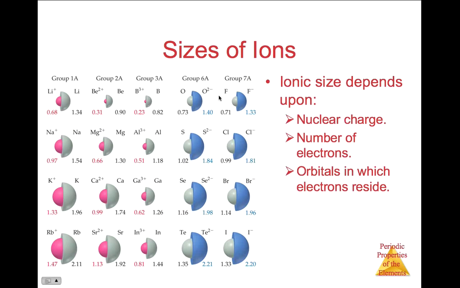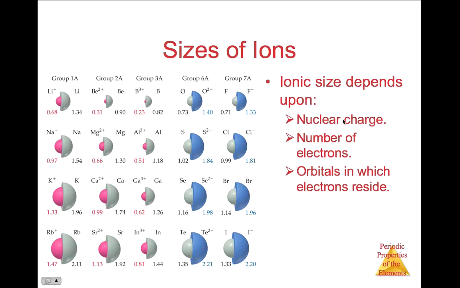If you look at negative ions, like oxygen and fluorine, for example, those over in group 6A and 7A, way on the right-hand side of the periodic table, they generally want to gain electrons. And when you gain electrons, you get bigger. It makes sense. So the general rule is if you gain an electron, you get bigger. If you lose an electron, you get smaller.